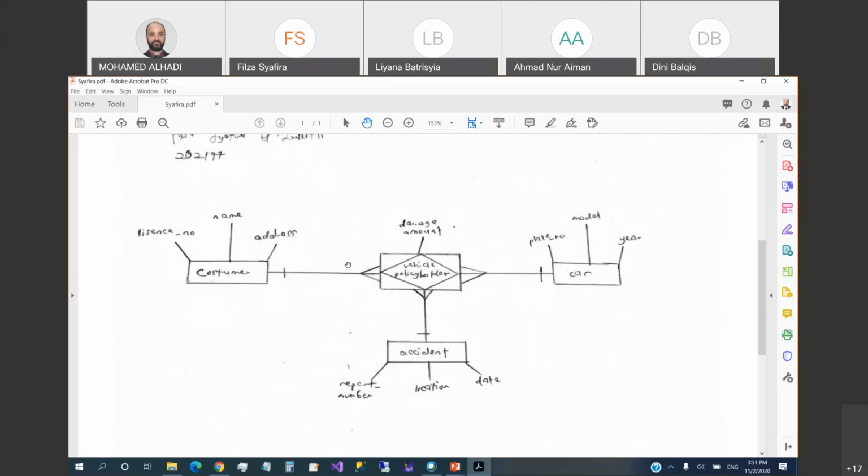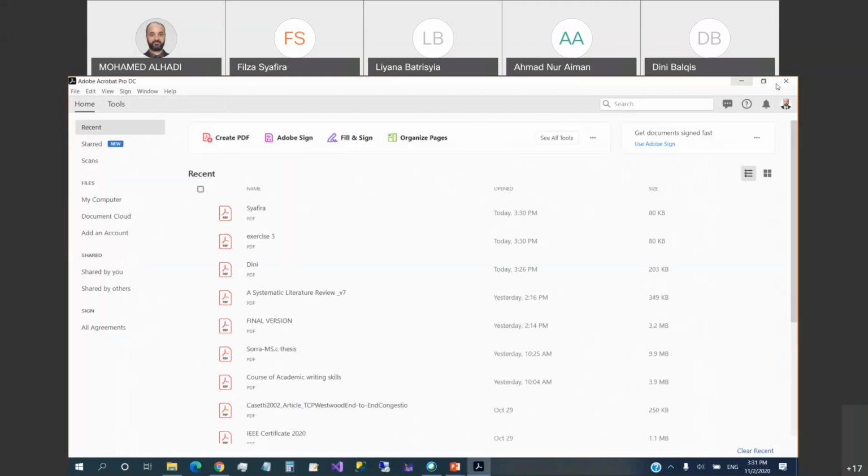So this relation is not correct at all. Okay? Do you agree with me or not? Yes. Okay, thank you. So please go and modify.